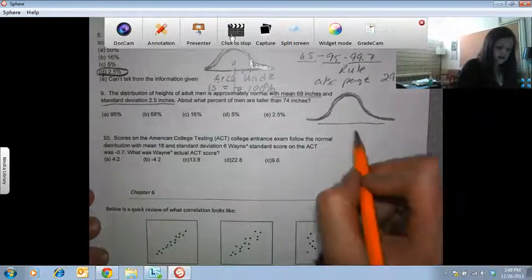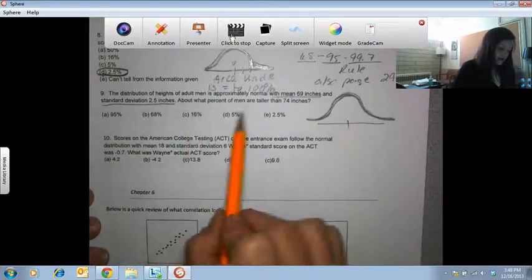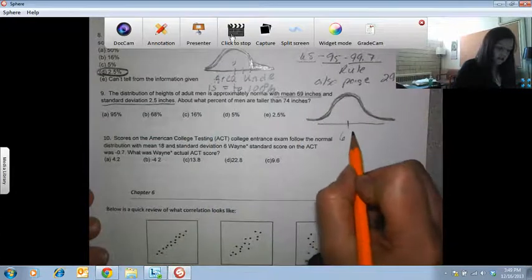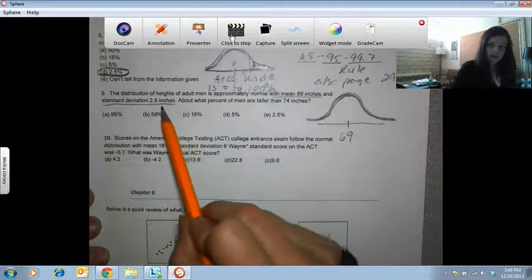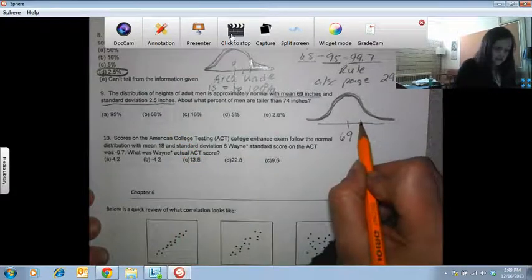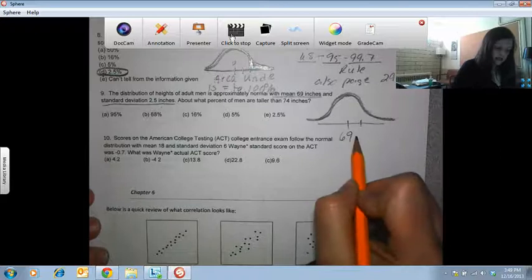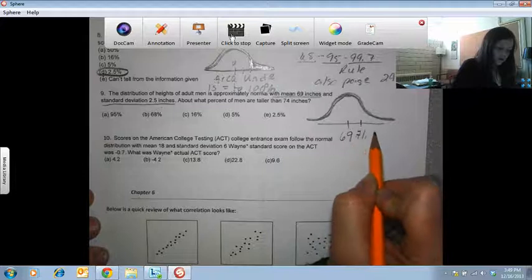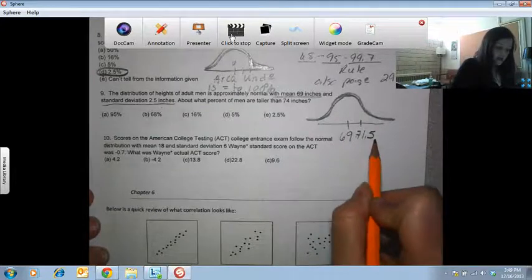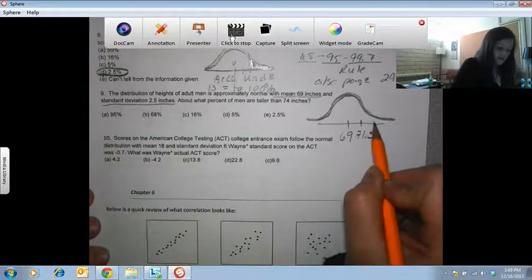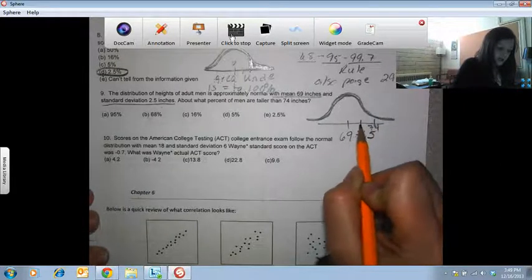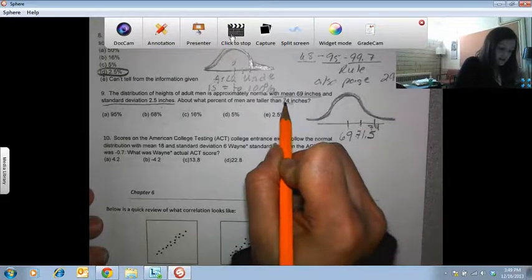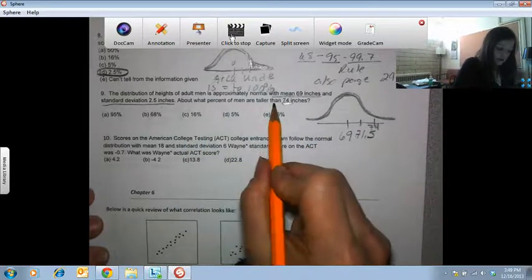There we go. So this one says the mean is 69 inches for height of adult men, and the standard deviation is 2.5. So for 1 standard deviation, I'm just going to add 2.5 to 69, so it's going to be 71.5, and then I'm going to add another 2.5, so 74 is going to be here. So that's 2 standard deviations, that's what we're looking for. What percent of men are taller than 74 inches?